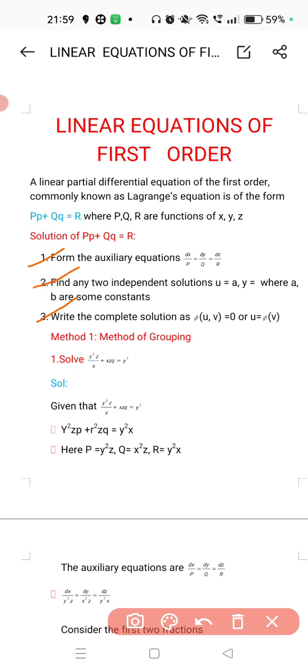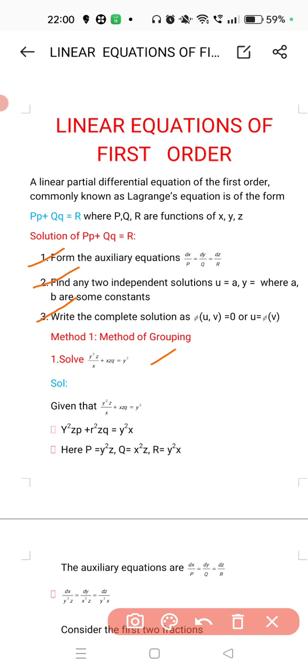There are two methods to solve a linear partial differential equation of first order. We go with the first method. Its name is the method of grouping. See, in the name itself there is a clue for us: we have to group the terms and then proceed with the solution of the problem.